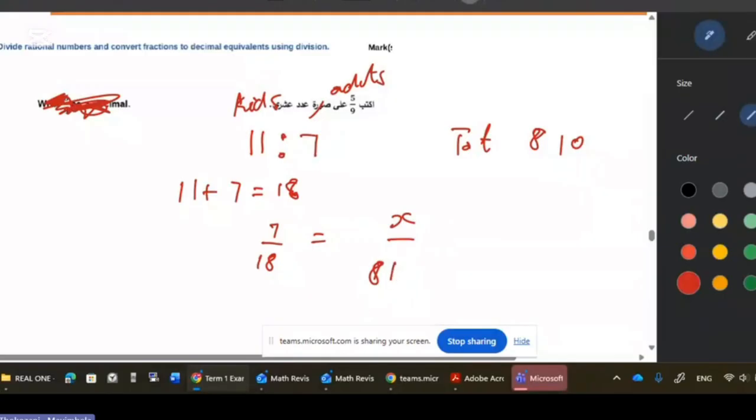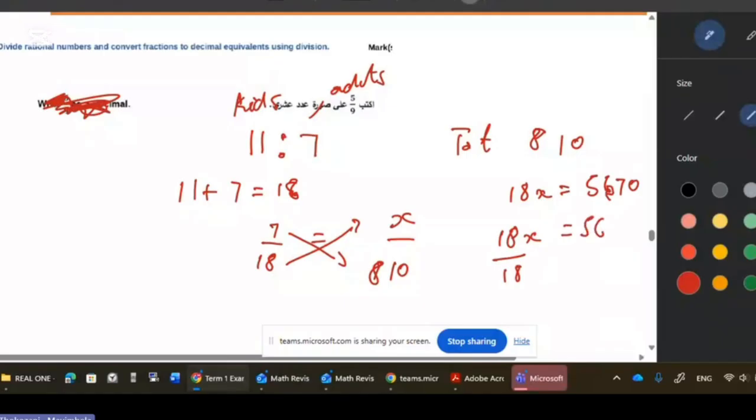Just giving you a quick roundup. Then you cross multiply these again. So if you cross multiply, you will have 18x equal to 5670. Then you divide both sides by 18. 5670 divided by 18, this cancels off, and then x is equal to 315. So don't forget these kinds of things, all right?